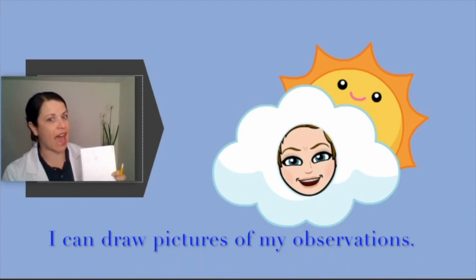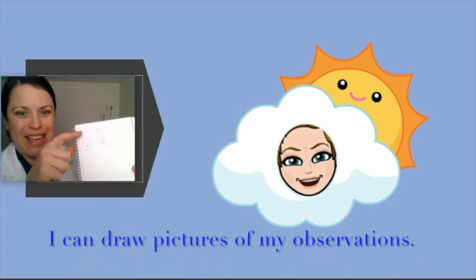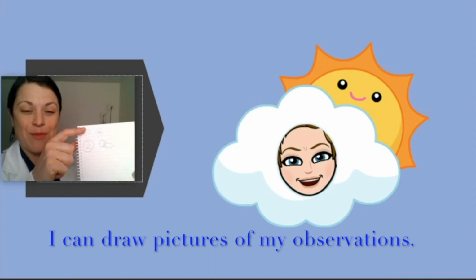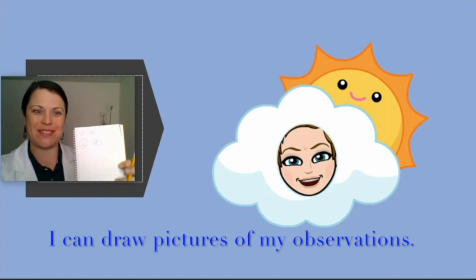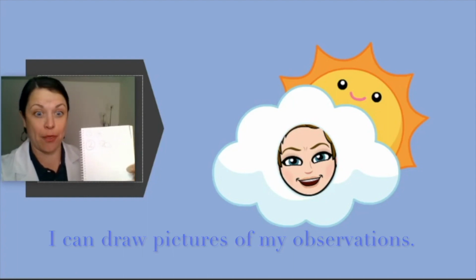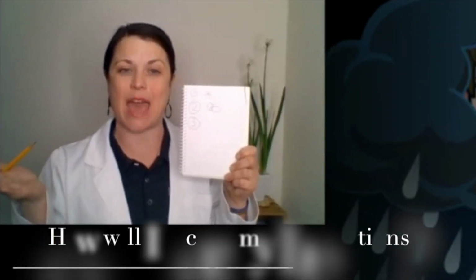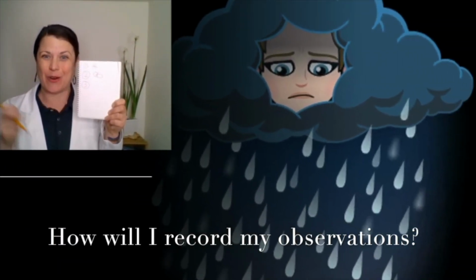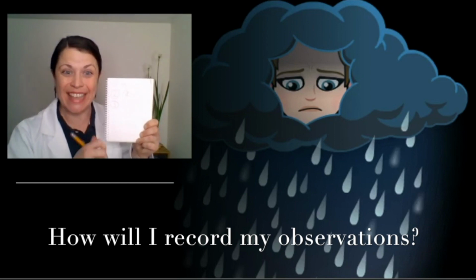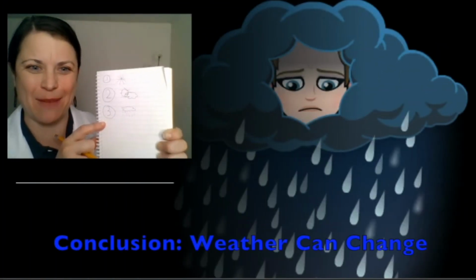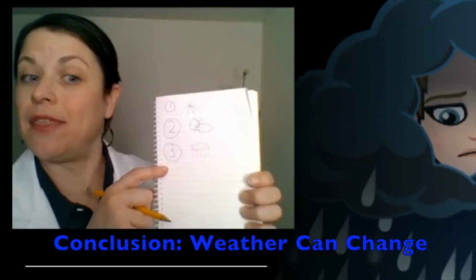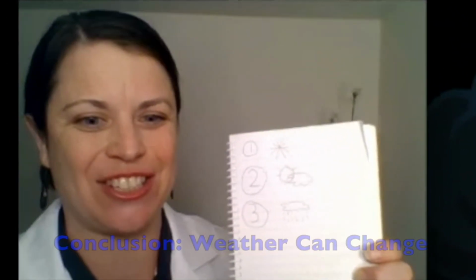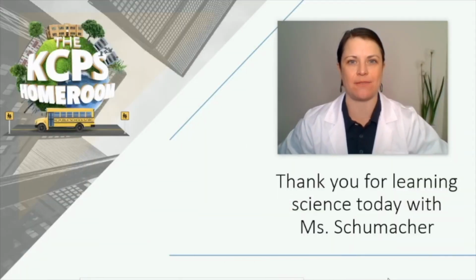Now, as a scientist, it was not enough for me to just observe one time or 2 times. I need at least one more piece of data. Let's look out the window again. What type of weather is happening now? That's right, it's raining. I have made 3 different observations. Each time, the weather was different. The weather has changed. That concludes our science lesson for today.